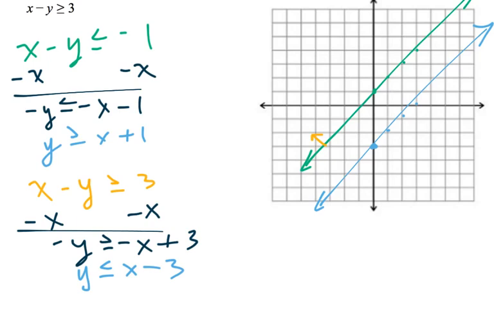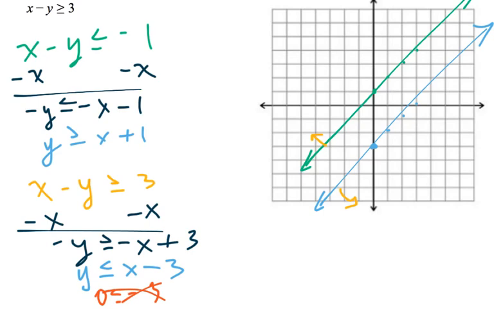Now in this case, since I'm shading under the line, I can check (0, 0) to see if that's also false. Here's (0, 0). And 0 is less than or equal to 0 minus negative 3. That would be untrue. So I verified that this is correct.